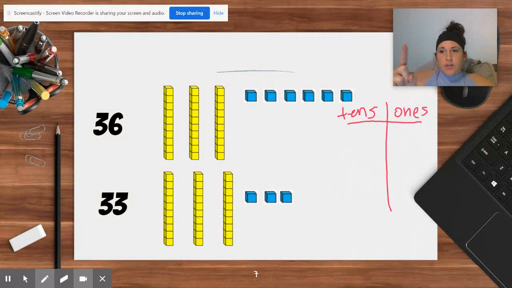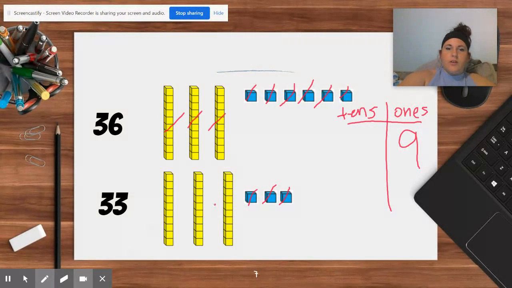So first thing you do is count your ones. 1, 2, 3, 4, 5, 6, 7, 8, 9. 9 ones. Then we count our tens. 1, 2, 3, 4, 5, 6 tens. My answer is 69. That's the first way. That's the easiest way, I think. That's just my opinion.